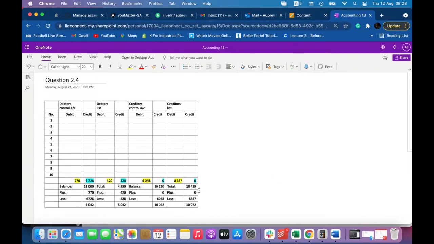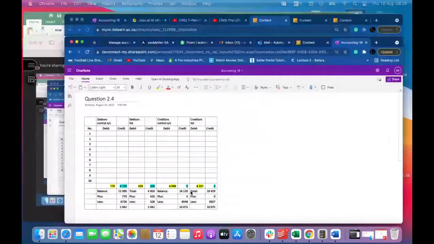Remember, the topic we're doing is debtors and creditors reconciliation. Can you see here that the debtors list balance, 4,950, does not match this 11,000 on the debtors control? And can you see same case with the creditors control account? It does not balance with the creditors list. So already we know somewhere we've made mistakes. But anyway, let's proceed. Let's go on.